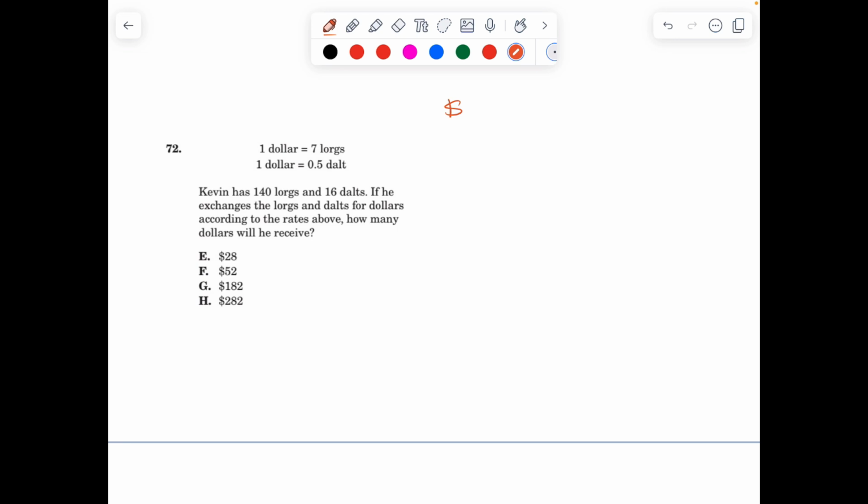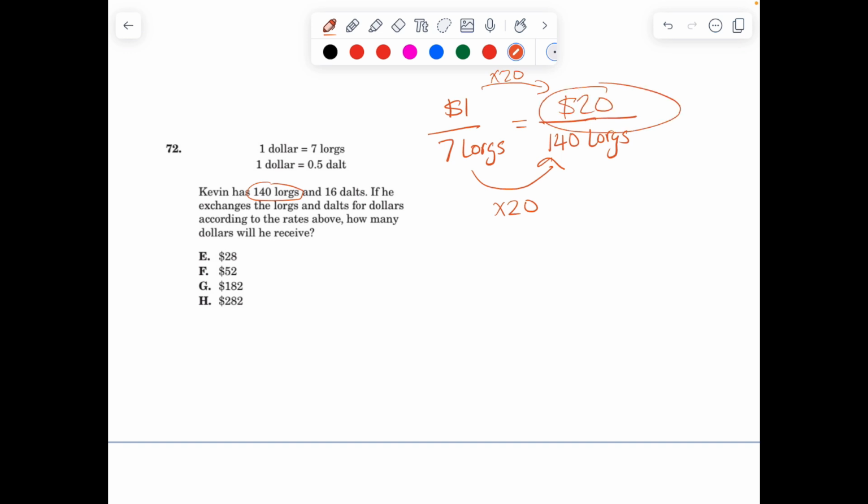So I have my first ratio, which is that $1 is equal to 7 lorgs. That's how those two quantities are related, right? And so if I now want to know the value of 140 lorgs, when I set up a proportion, I have to make sure that the lorgs go in the same place as the lorgs in the other ratio. So I'm trying to find out 1 over 7 is equal to what over 140. So solving this proportion, to get from 7 to 140, we multiply by 20. So we're going to do the same thing in the numerator, and that is going to give me $20. So I know that Kevin has $20 as far as the lorgs go, but he also has 16 dolts.